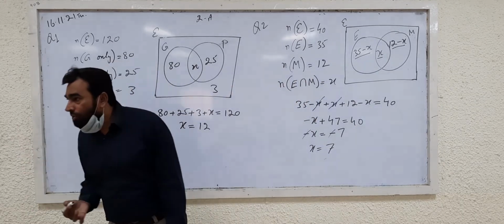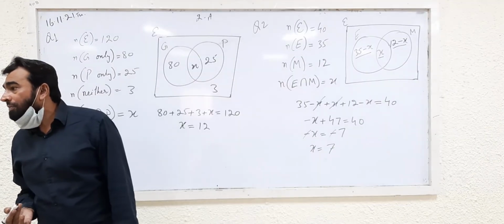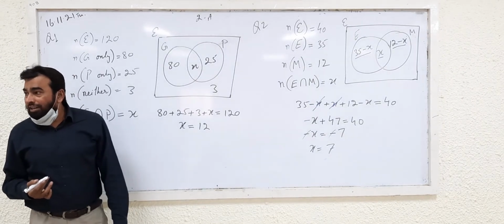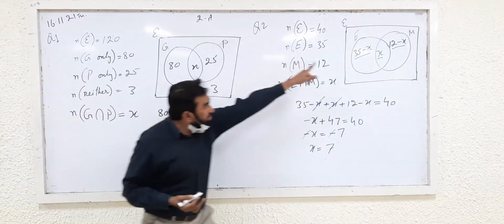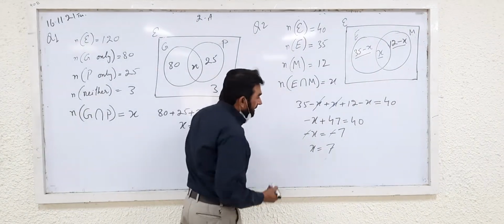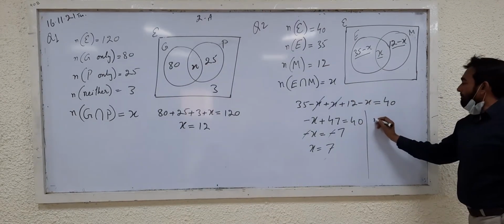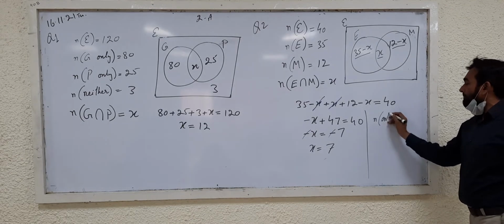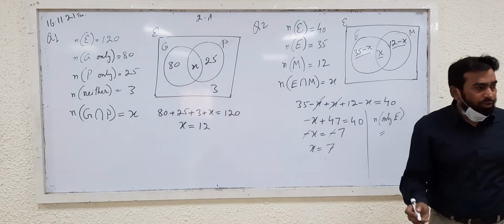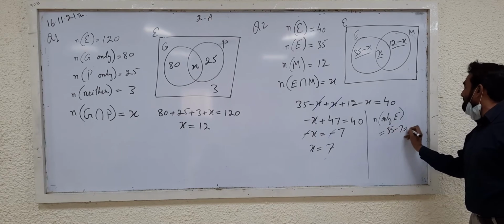Now, if somebody asks you how many can speak English only? 28. How did you get to know? Subtracting X from 35. The value of X is 7. Now, if I write the number of elements who can speak only English, although it is not the requirement of the question, I am solving this to make you understand that 35 minus 7 is equal to 28.